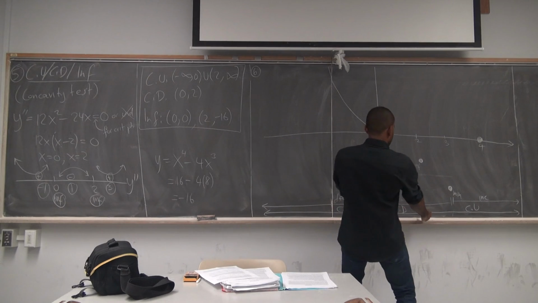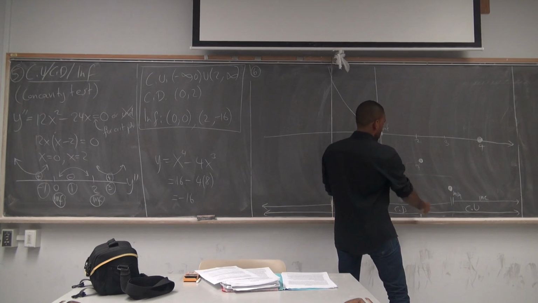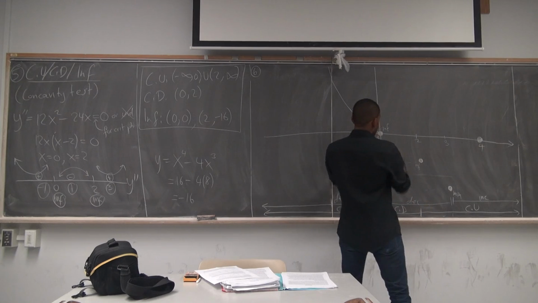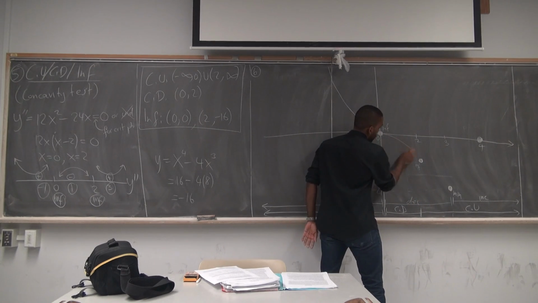Then I move into the next section, which is decreasing, concave down. So I'm still moving down, but now I have to switch to a frowny face. And this is an inflection point, so that's another confirmation. So now I switch to a frowny face like that.